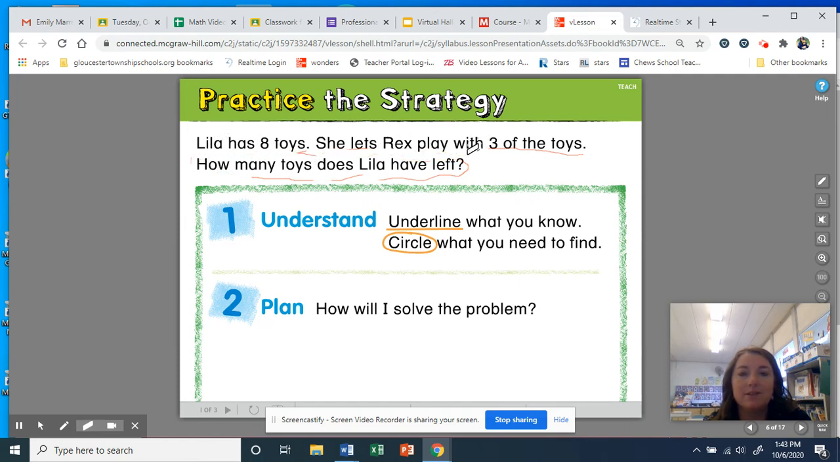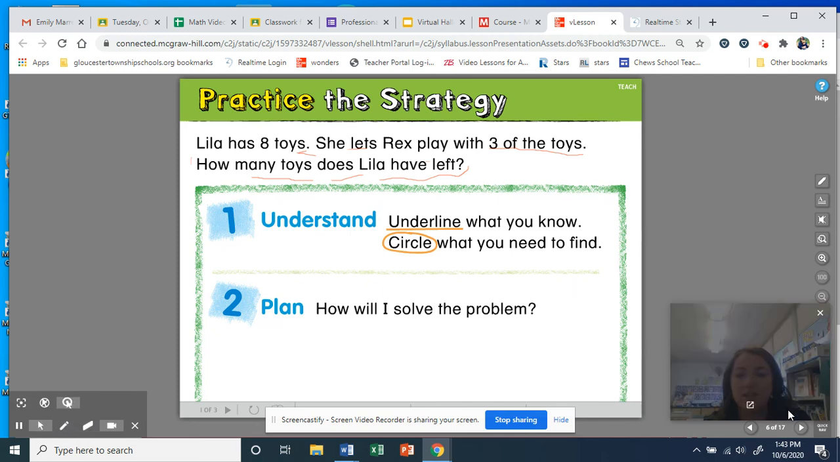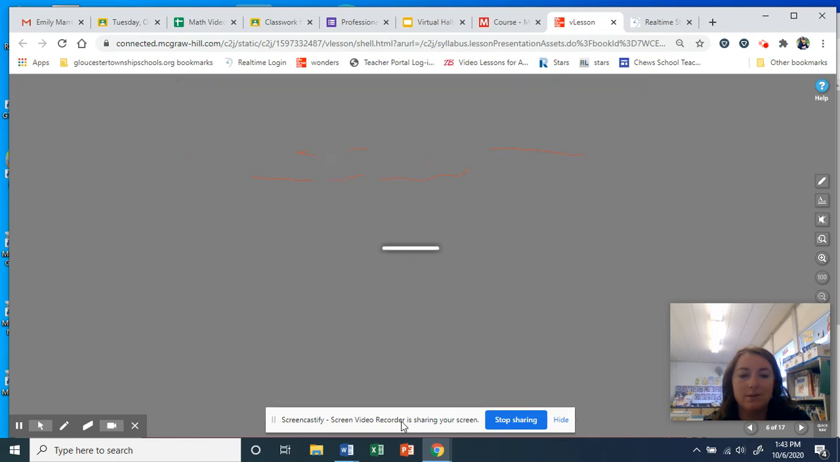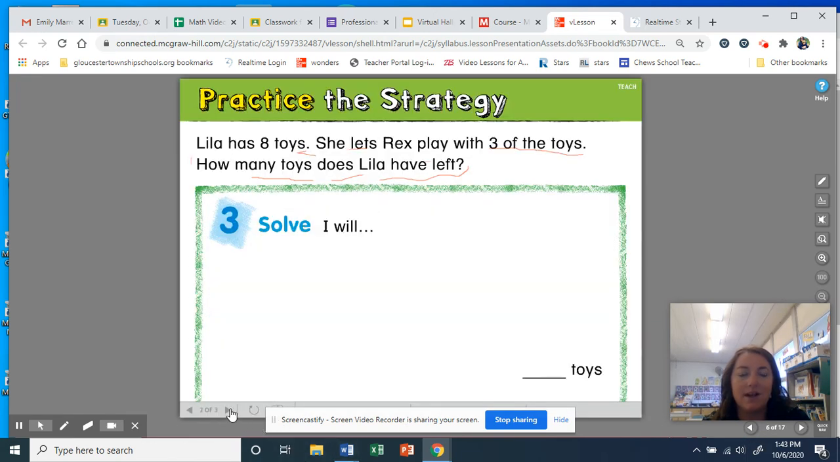Now I'm going to erase that so it doesn't move. I'm going to draw a picture. All right. See, oops. I could have left it. There we go. I will draw a picture. So what I'm going to do is I'm going to get my pencil out, and I'm going to draw her 8 toys. I'm going to draw them like this.